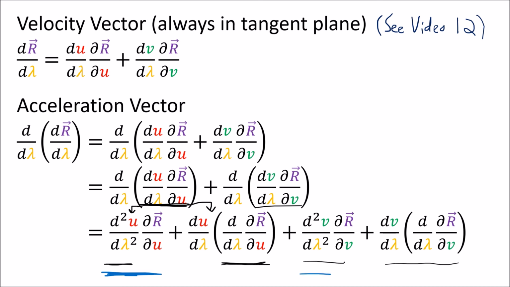So this term and this term are easy enough to understand, but these two terms have the derivative of the u and v basis vectors with respect to lambda. So that is going to take a little bit of work to figure out.